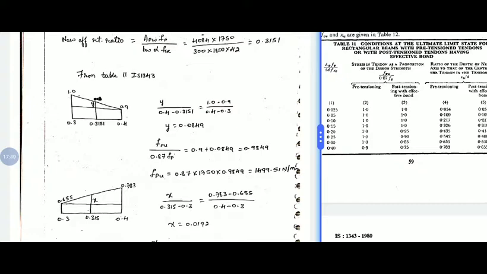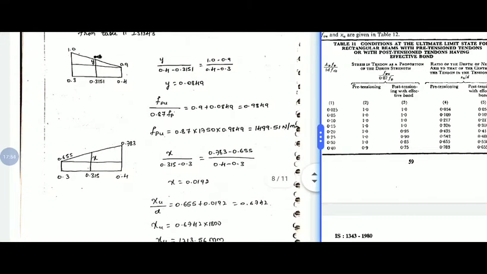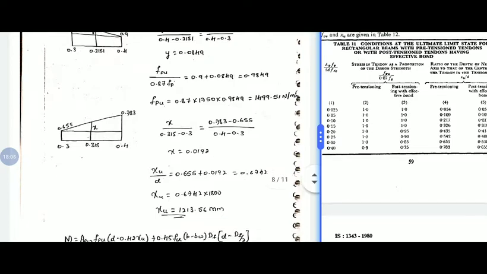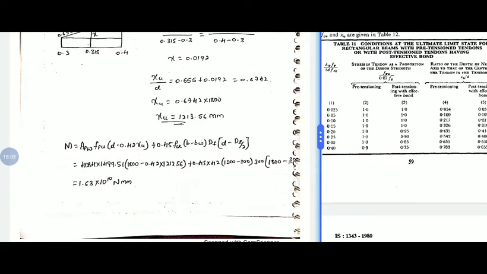On interpolating for FPU we will get FPU by 0.87 FP ratio as 0.9849. On simplifying we will get FPU as 1499.51 Newton per mm square, and XU by D ratio on interpolating we will get 0.6742, and we will get 1213.56 mm as the XU value. And on substituting the values in the moment equation we will get the ultimate flexural capacity of the member as 1.63 into 10 power 10 Newton mm.